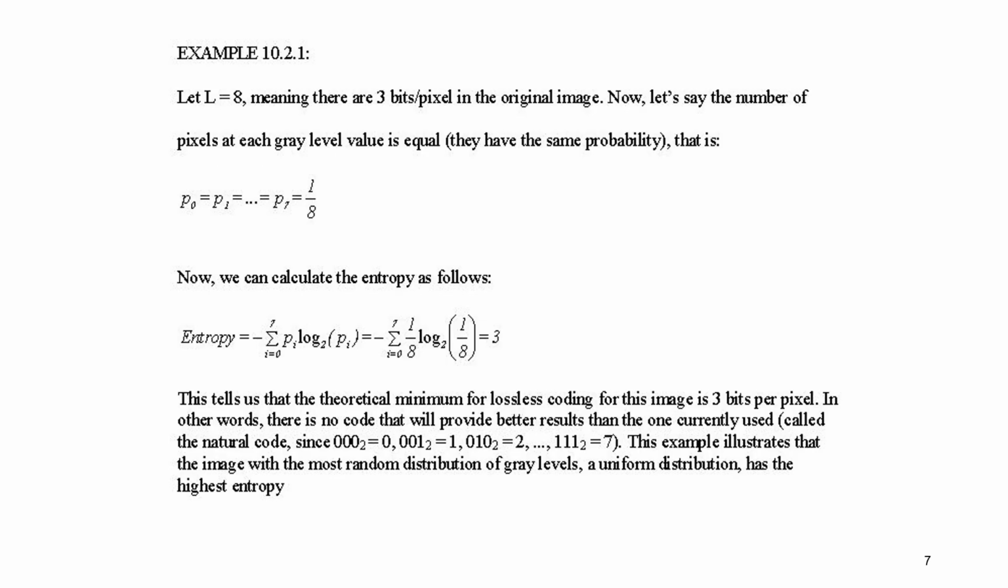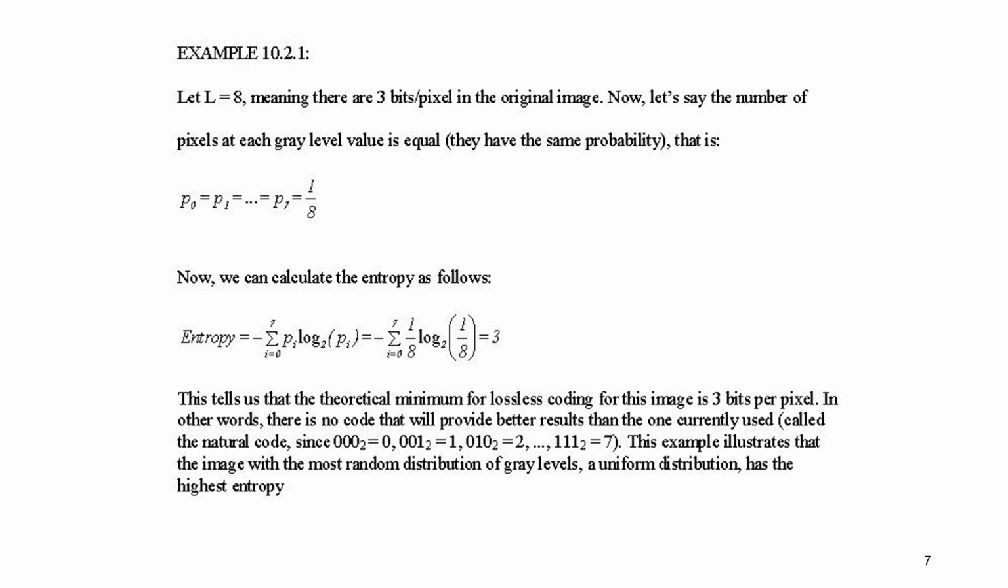Next example is calculation of entropy. Let L is equal to 8, meaning that there are 3 bits per pixel in the original image. Now let's say the number of pixels at each gray level value is equal. They have the same probability. That is P0, P1 till PL is equal to 1 by 8.